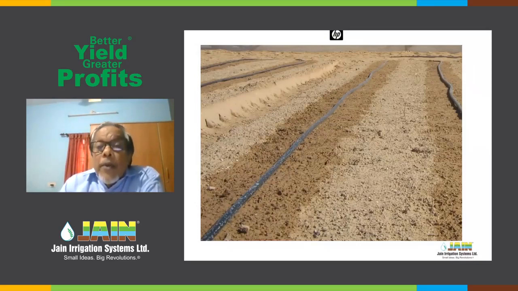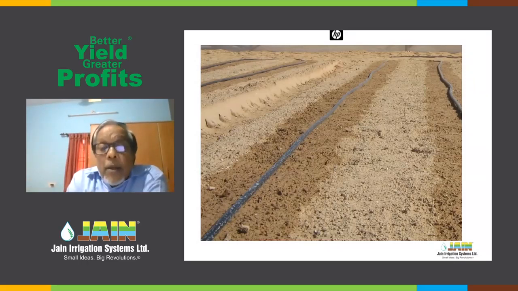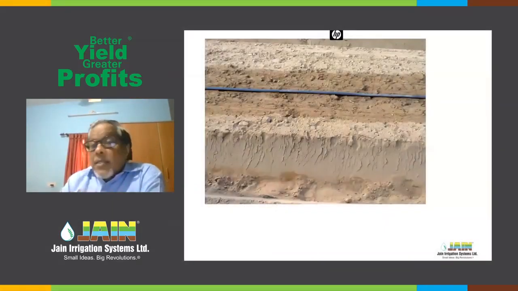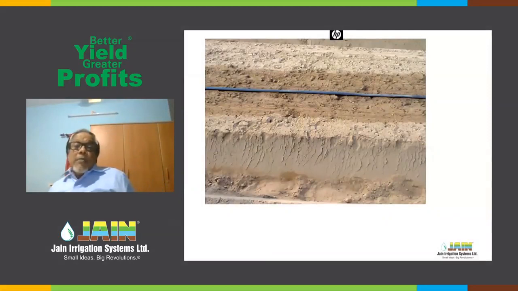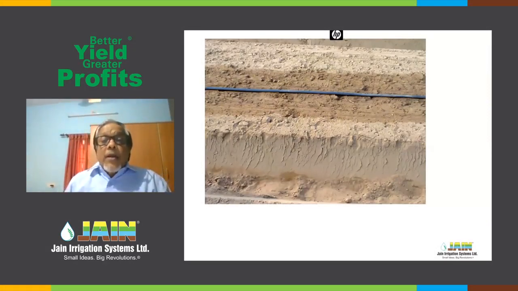And on a bed you have two drip lines. Even then, the two drip line moisture spread has not joined together, but they will be slightly closer. They are closer below the surface soil. I'll explain that also, how it happens. That's the same. You have about 15 centimeter on either side. So totally the wet diameter on the ground is about 30 to 35 centimeter, you can measure it.